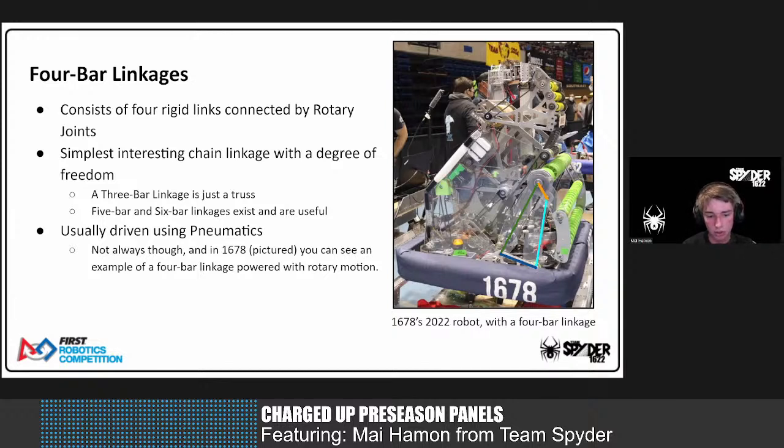4-bar linkages are usually driven with pneumatics, although many teams who decided to forego pneumatics this year have found ways to use rotary motion to drive a 4-bar. For example, 1678, which is pictured here, Team Citrus Circuits, used a Falcon to power their intake. It's more complex and requires more programming to tune these rotary 4-bar intakes.